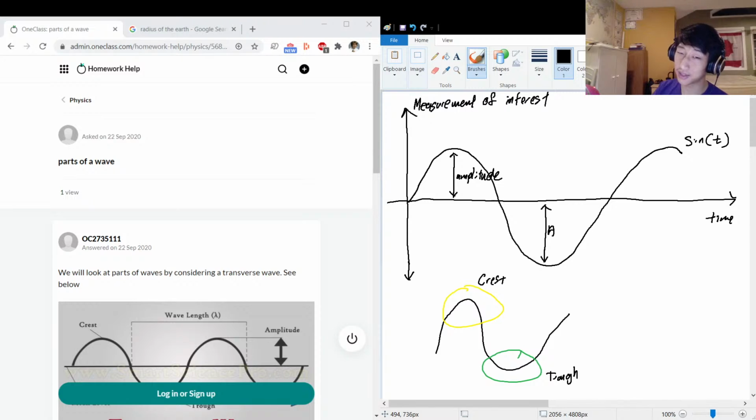The moon is a crescent. So moon is up, crests are up. That's how I like to remember it. And the wavelength is the length that it takes for one wave cycle to complete.